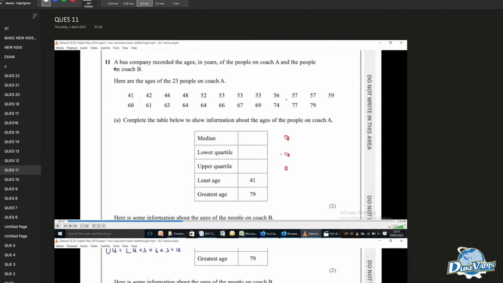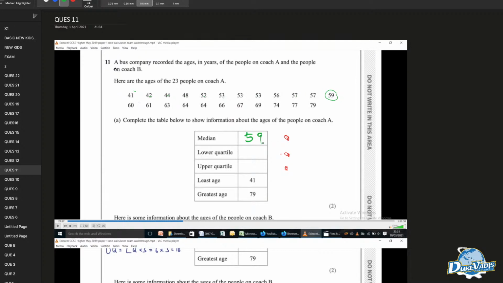So we saw that the 12th position, we will count from here. 1, 2, 3, 4, 5, 6, 7, 8, 9, 10, 11, 12. You see, our 12th position is 59. So now we know straight away the median will be 59. Okay, so median is 59.